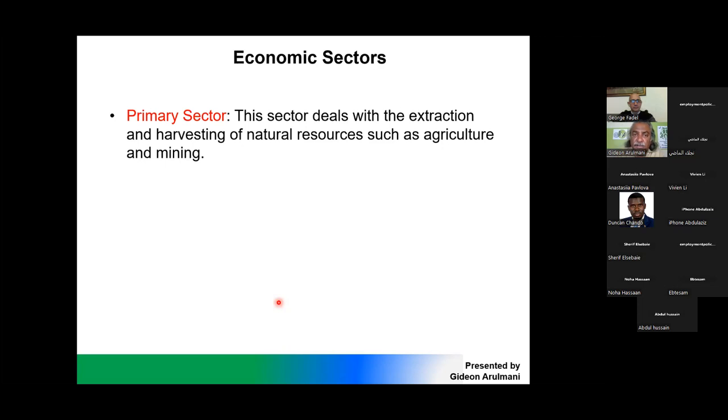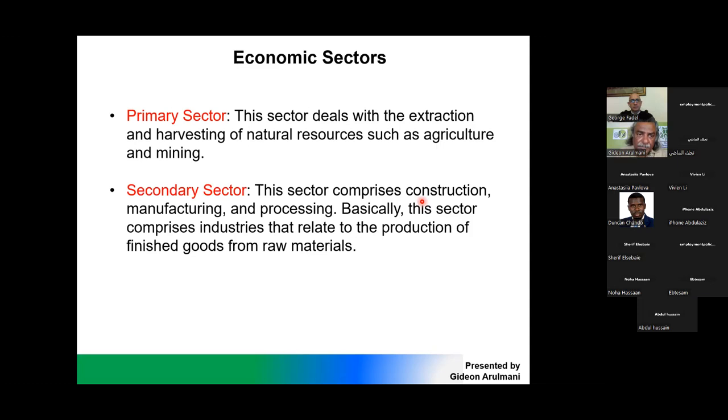Now, this you may know already. Anyone who has studied basic economics would know this, but I thought we should just revise what economic sectors are. Any economy, the most developed and the most emerging economy, is divided into sectors. The primary sector deals with the extraction and harvesting of natural resources. Examples would be agriculture, mining, where you're directly in contact with the natural resource, and the purpose of that industry is to bring those materials out so that they can be used. So mining, agriculture, fishing, these are all examples of the primary sector.